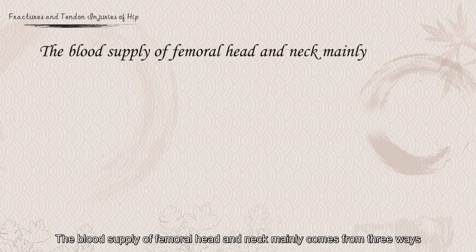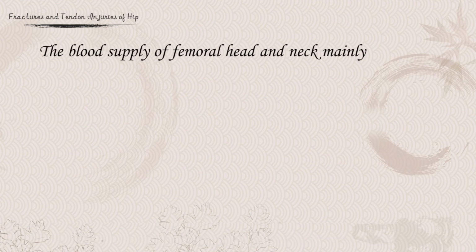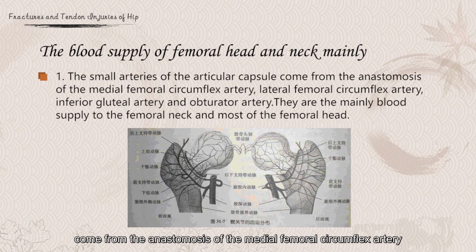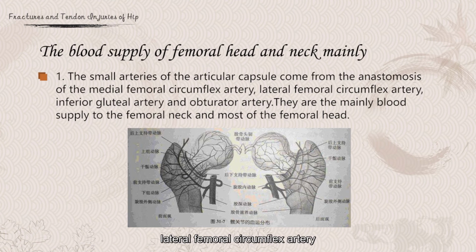The blood supply of the femoral head and neck mainly comes from three ways. First, the small arteries of the articular capsule come from the anastomosis of the medial femoral circumflex artery, lateral femoral circumflex artery, inferior gluteal artery, and obturator artery. They are the main blood supply to the femoral neck and most of the femoral head.